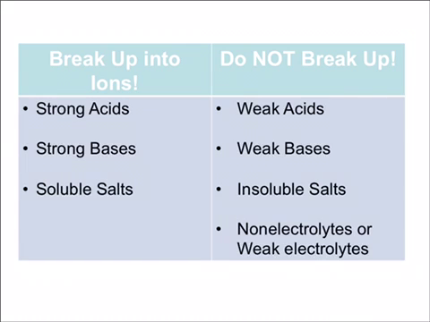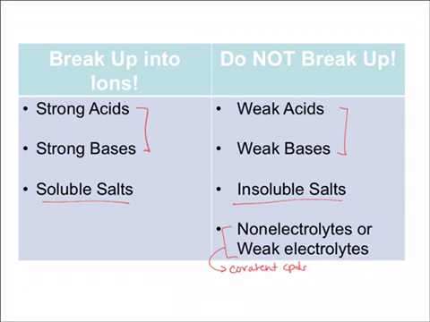When you're writing a net ionic equation, you need to remember to break up the following substances: all strong acids and strong bases, which is a concept we address later in the year, so you're not going to really encounter it right now. But all salts that are soluble need to be broken up. You're not going to break up weak acids or weak bases, again something we'll cover later in the year. You're not going to break up any salts that are insoluble. You're not going to break up any non-electrolytes or weak electrolytes, which would basically be covalent compounds.